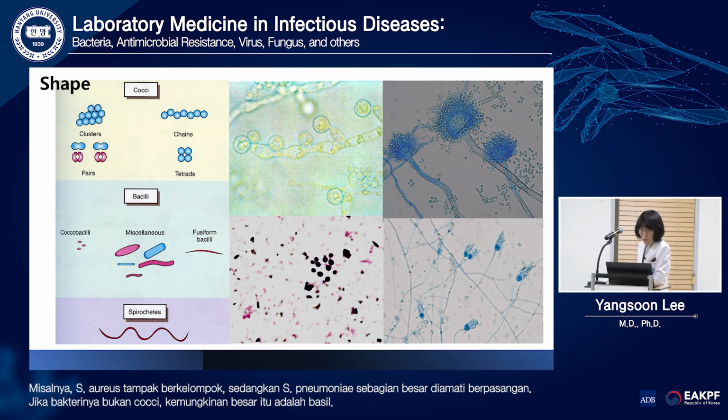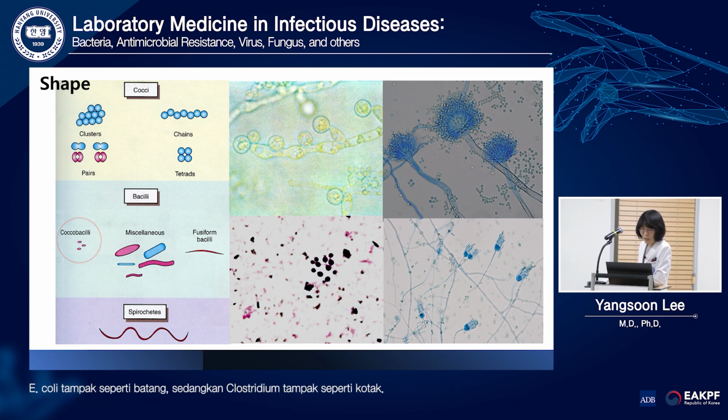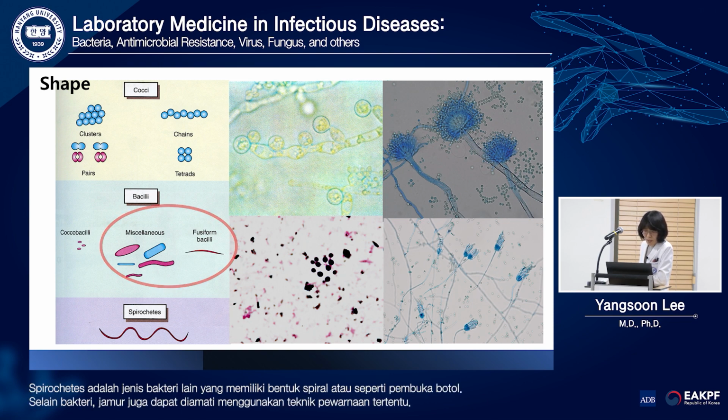If bacteria are not cocci, they are likely to be bacilli, like this. E. coli appears as a rod-like shape, whereas Clostridium has a box-like appearance. Coccobacilli are somewhat round but flat, and Acinetobacter baumannii typically resembles this type. Fusobacterium is a fusiform bacillus with a long, pointed end. Spirochetes are another type of bacteria that have a spiral or corkscrew shape.